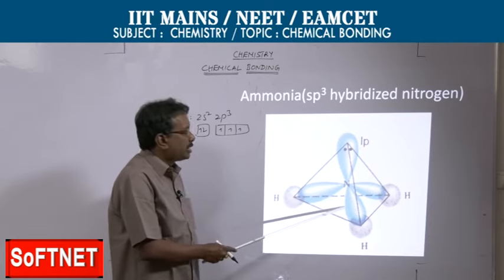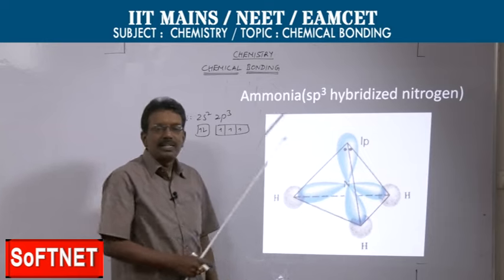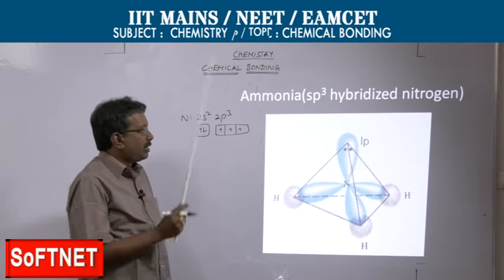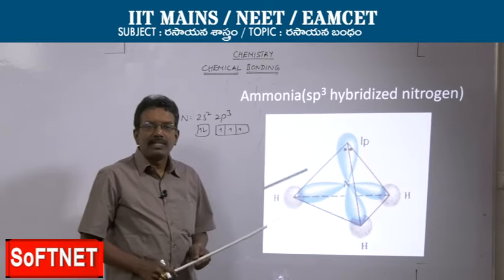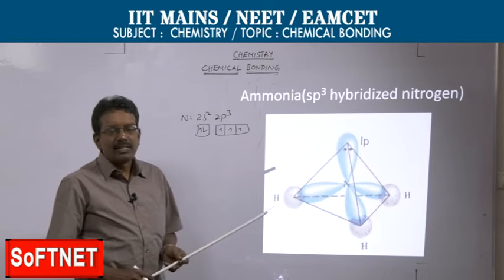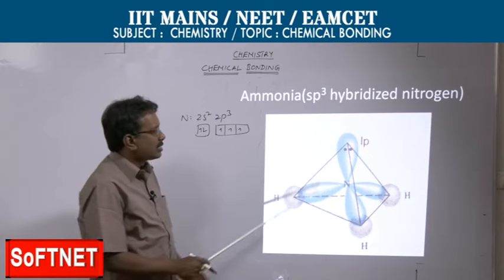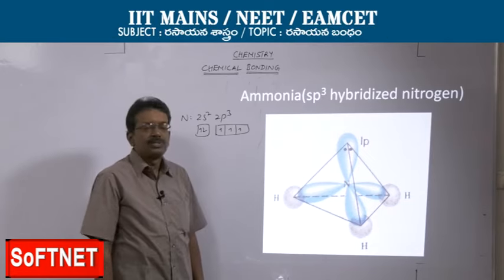When these three come closer, definitely the bond angle decreases. That's why, according to 4 electron pairs, normally we expect 109-degree bond angles, but in the case of ammonia, the bond angle is reduced to 107 degrees due to the presence of lone pair-bond pair repulsions.